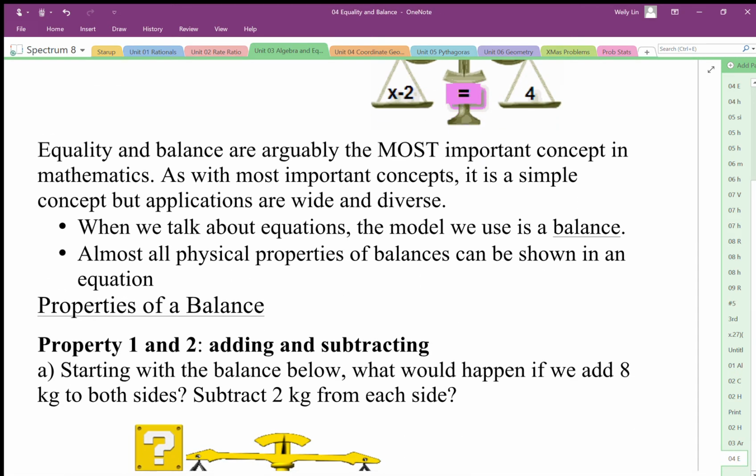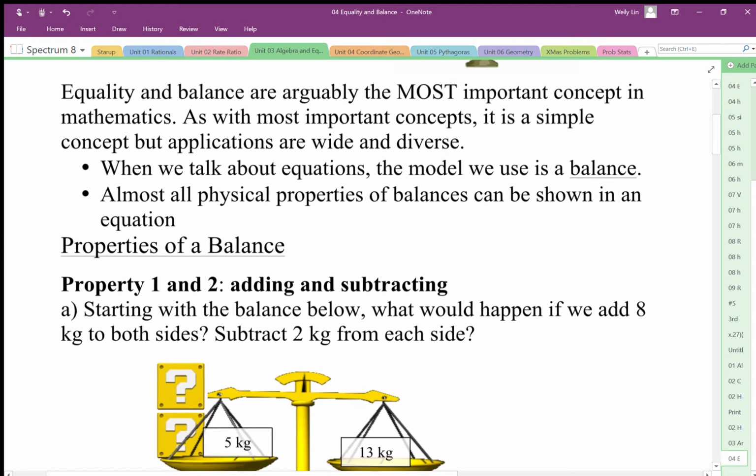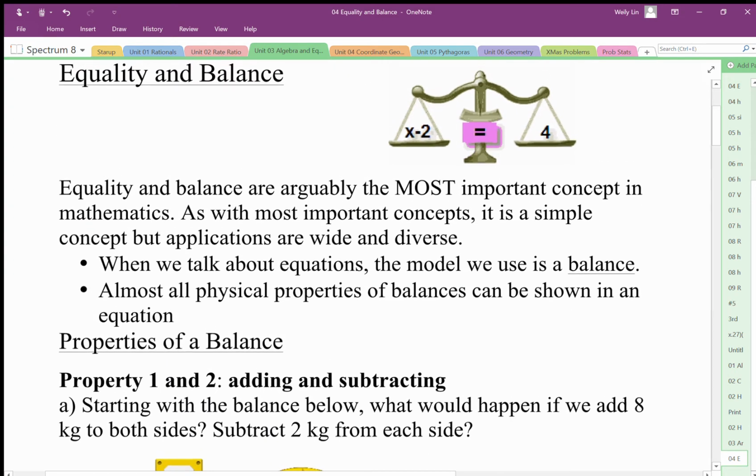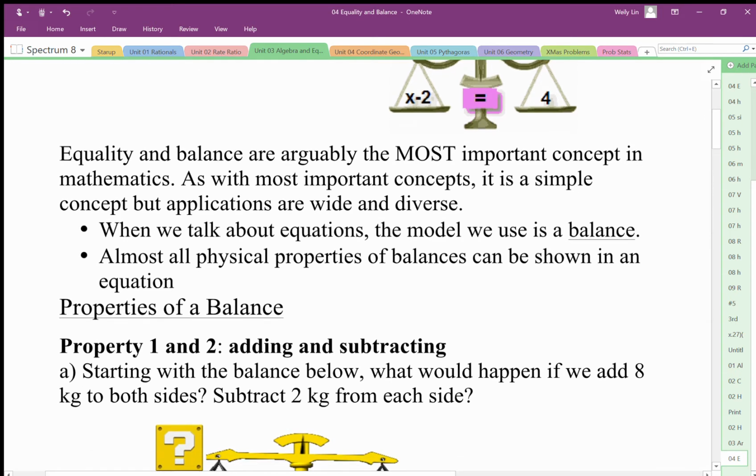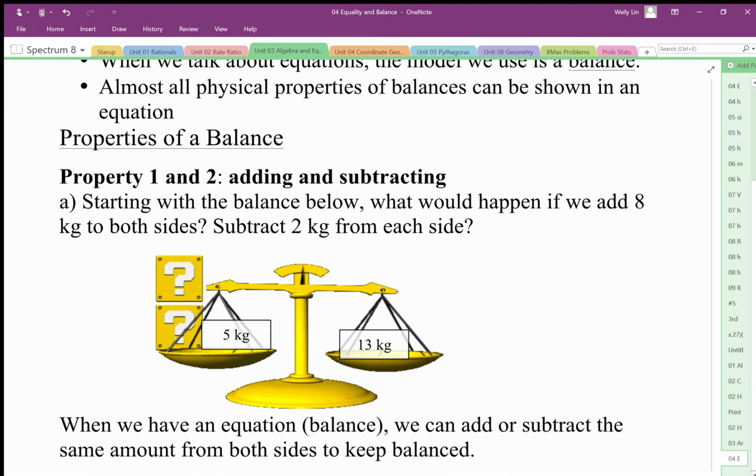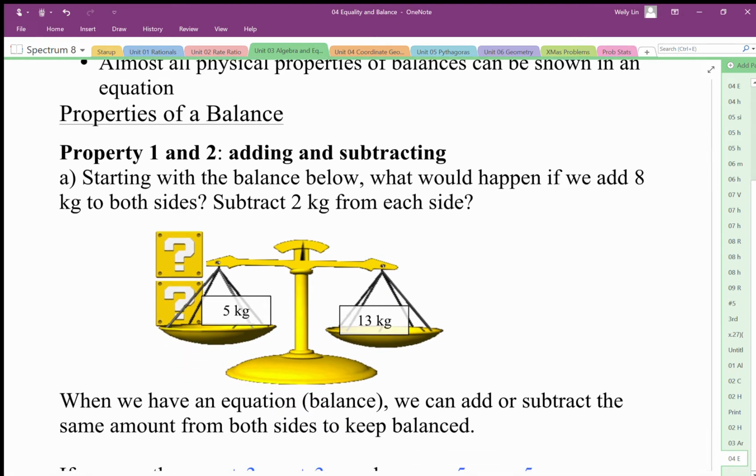As we look at the balance, the physical properties of a balance are always going to show up in the algebraic properties of the balance. If we take a look at the properties of a balance, properties 1 and 2 are going to be the adding and subtracting properties.